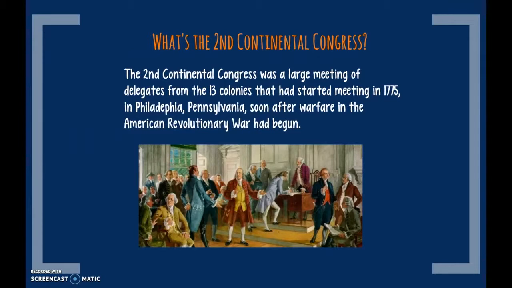What is the Second Continental Congress? The Second Continental Congress was a large meeting of delegates from the 13 colonies that had started meeting in 1775 in Philadelphia, Pennsylvania, soon after the warfare in the American Revolutionary War had begun.